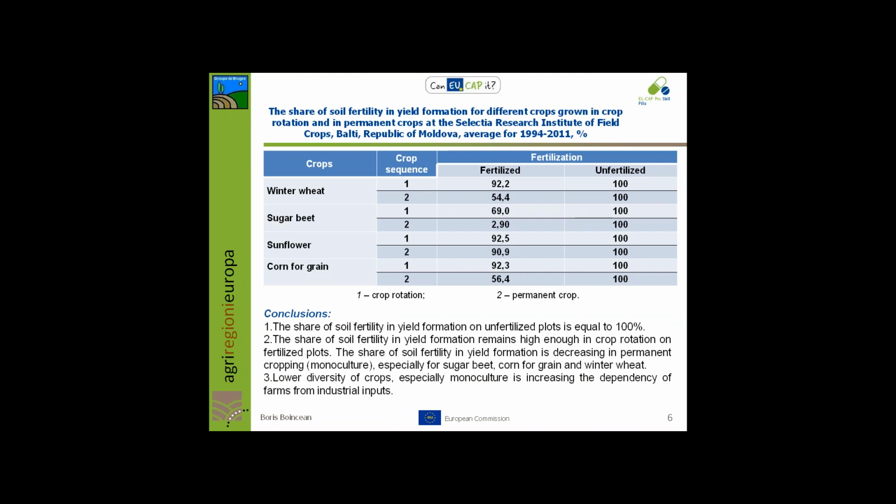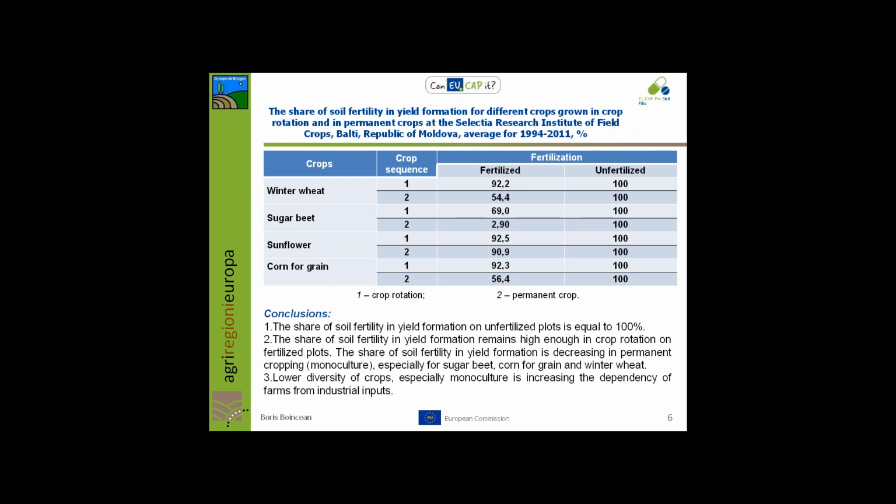We have also determined in our long-term field experiment the share of soil fertility in yield formation for different crops, both in crop rotation and permanent crops during the last 50 years, but here the data is presented for the period 1994 up to 2011.